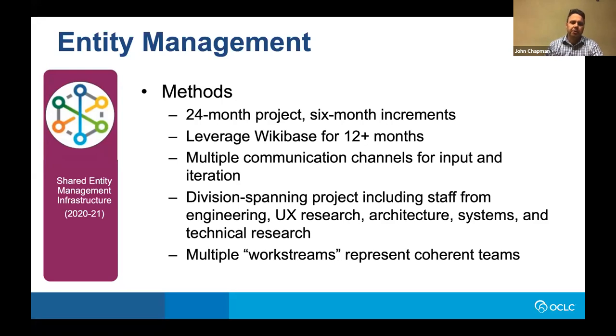The project spans multiple divisions within OCLC. In addition to staff from my team in our product group and Andrew's team, which is in technical research, we've got our engineering staff, our developers, user experience research folks, architects, systems folks. So it's really pulling together a number of groups that are used to working together, but it's nice to have it baked into some of the regular processes that we have within the company to ensure quality. And the way that we've done planning and managed things like JIRAs and bugs is through coherent teams that are working on part of the project. So for example, we have a data quality work stream, we have a communication work stream, we have a development work stream. And so those represent coherent teams that are tracking their issues and working against those.